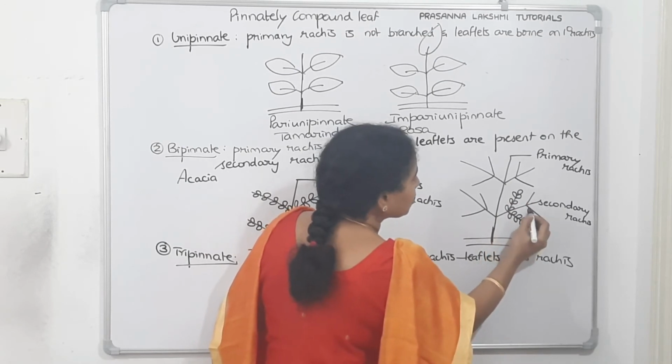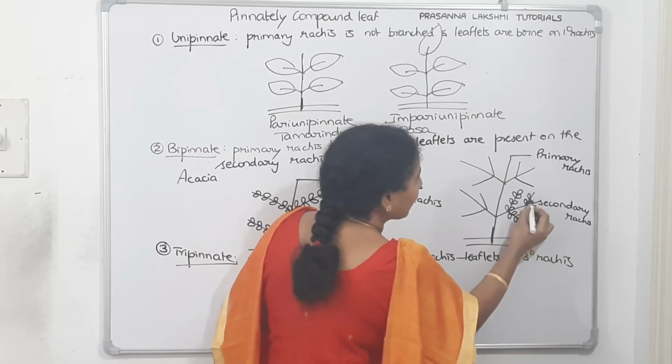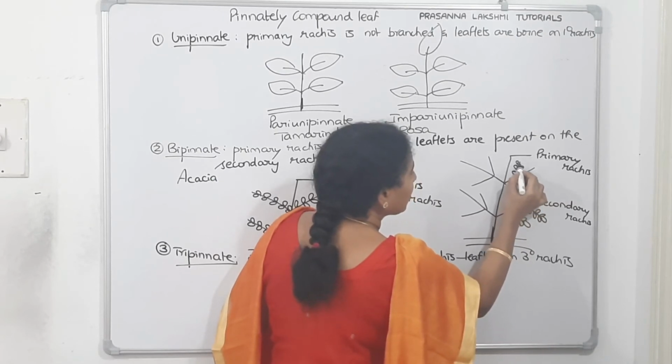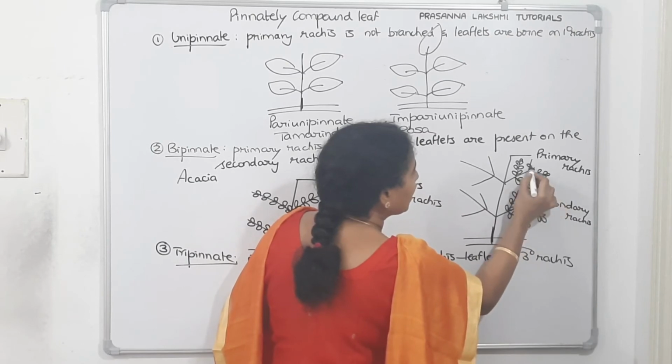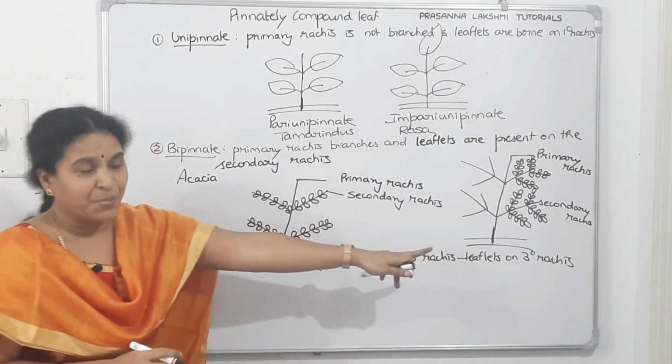If on the tertiary rachis leaflets are present, then that is called tripinnate. On the main rachis, if the leaflets are present, it is called unipinnate. On the secondary rachis, if they are present, then that is called bipinnate. On the tertiary rachis, if they are present, that is called tripinnate.